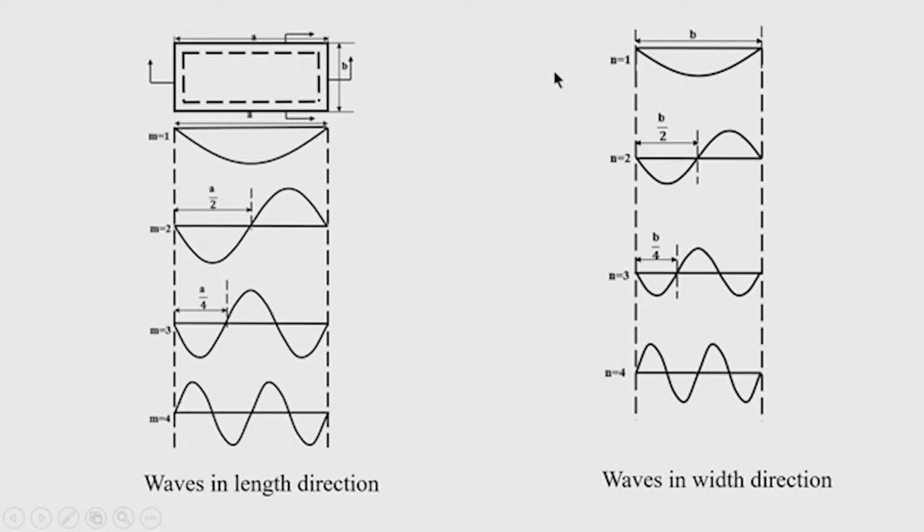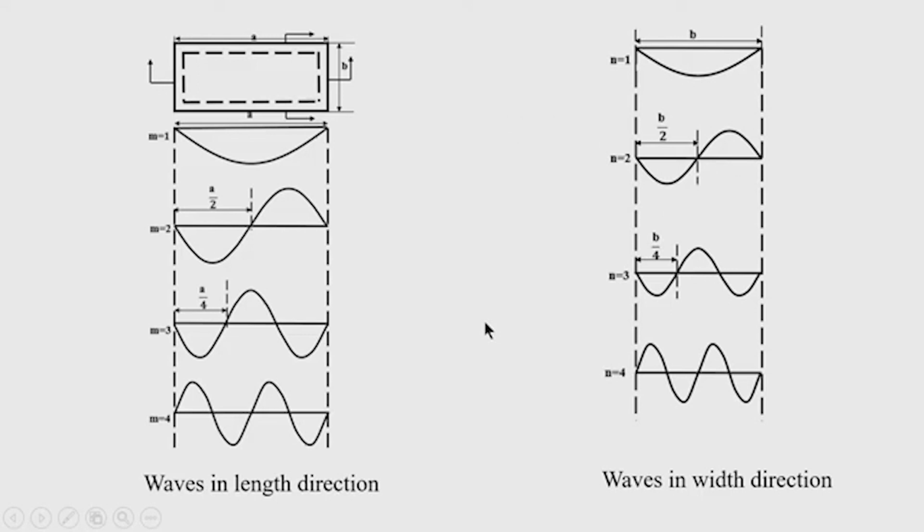Similarly, in the width direction, you will get the half wave, where the function is sin n pi y by b. So, if you put n equal to 1, you will get 1 half wave. If you put n equal to 2, you will get 2 half waves, and so on.